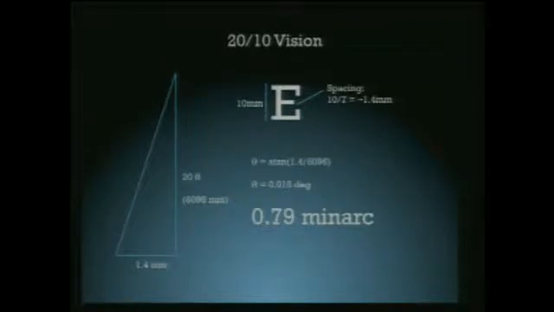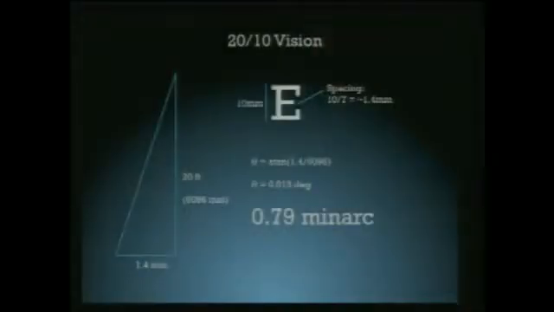But wait, some people have better vision, right? 20/10, and maybe better than that even. So in the case of 20/10 vision, similar calculation, and now we're down to 0.79 arc minutes. So that's less than 1 arc minute. That's less than 1/60th of 1 degree. But can people see better than that?